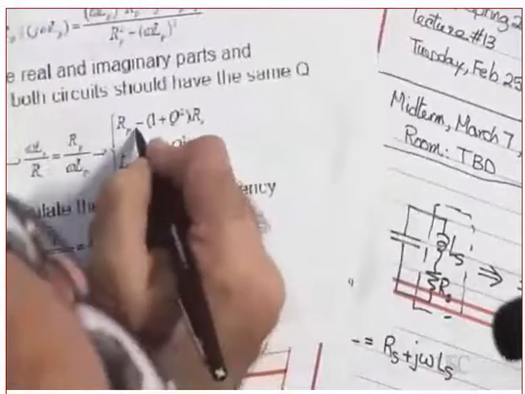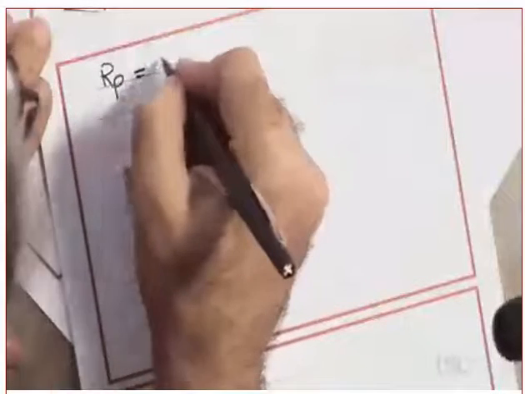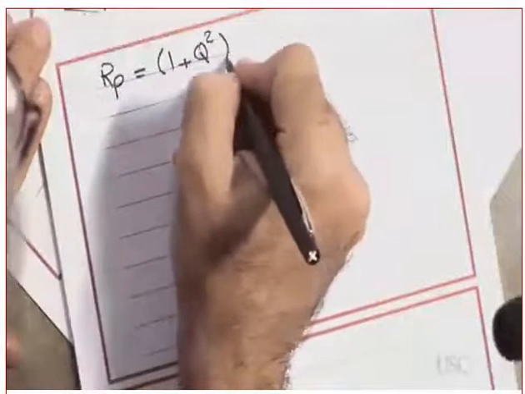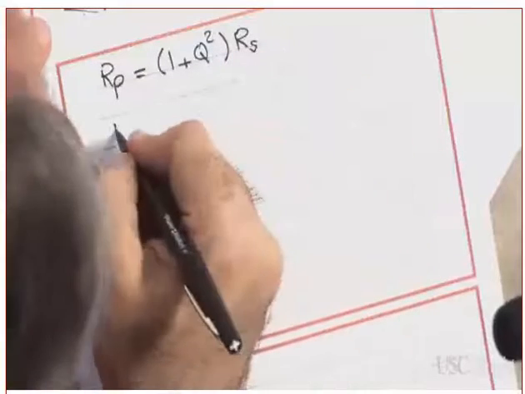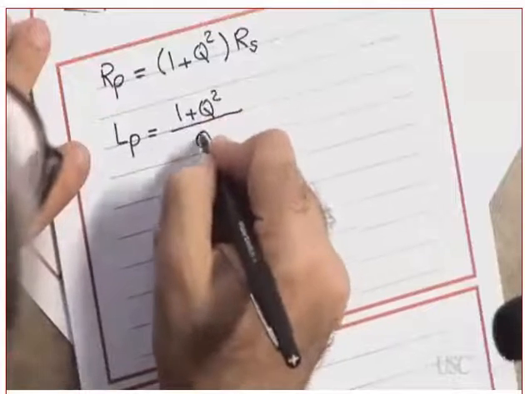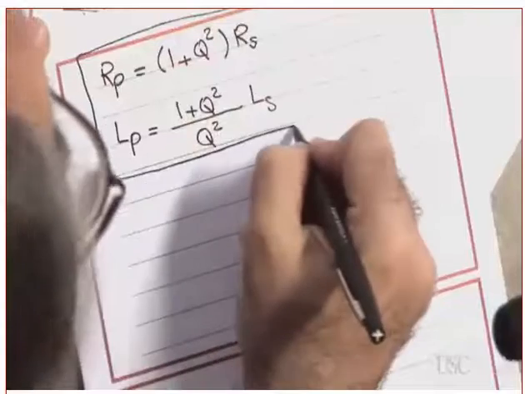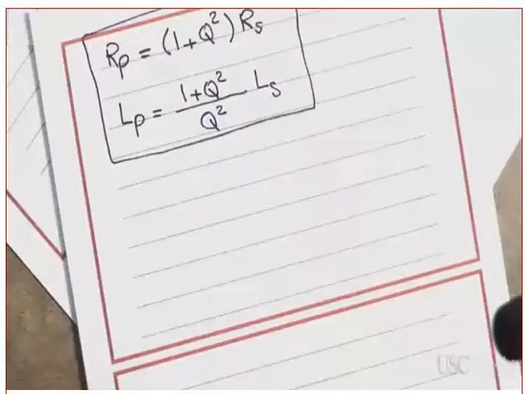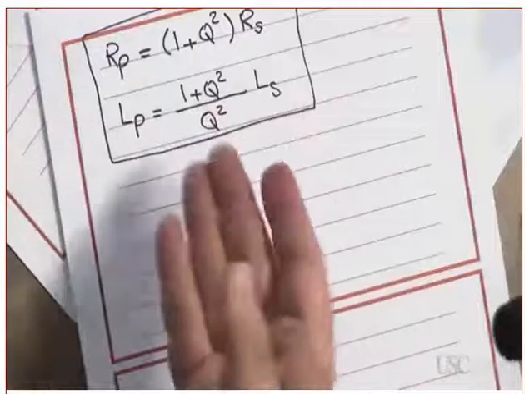If you do that, you will end up with these equations. RP is equal to 1 plus Q square times RS, yes? And LP is equal to 1 plus Q square over Q square times LS. These in the midterm must be in your 8 by 11. Do you understand that or not? I don't want you to derive this in the midterm. You use this result. But I want you to see this result.